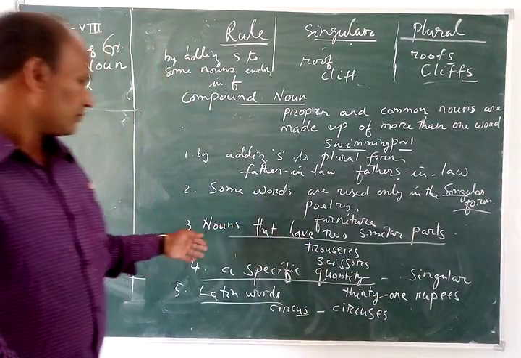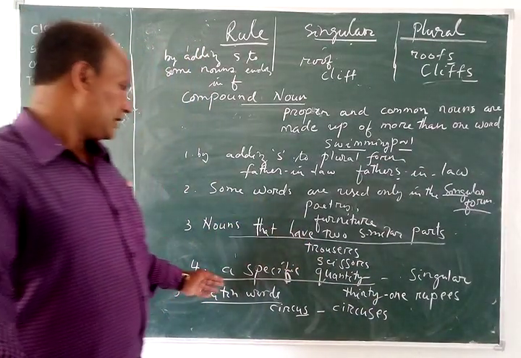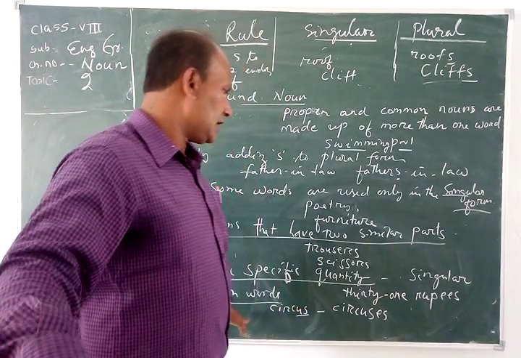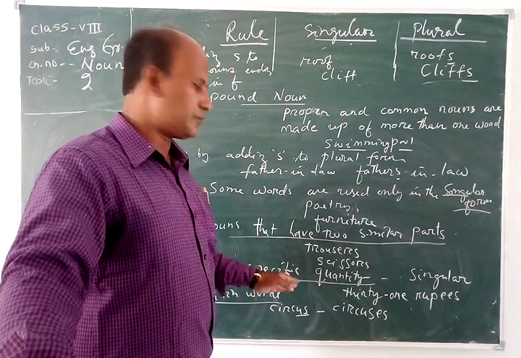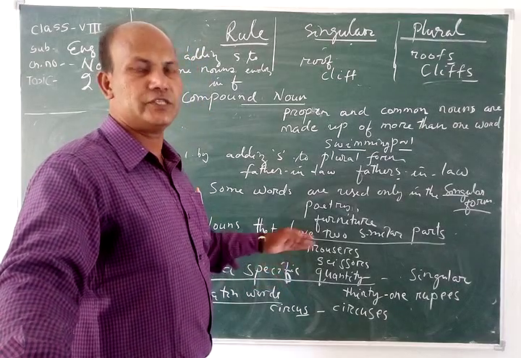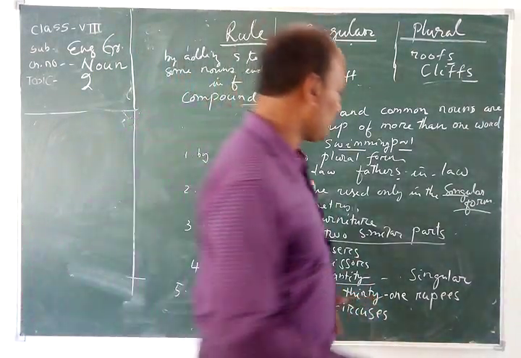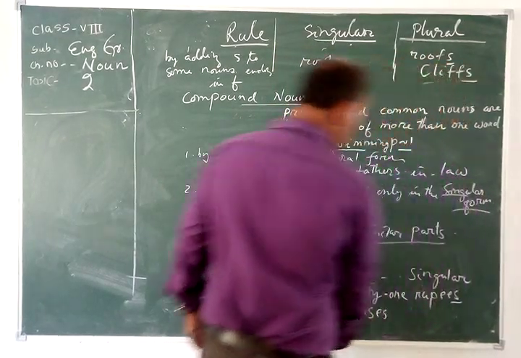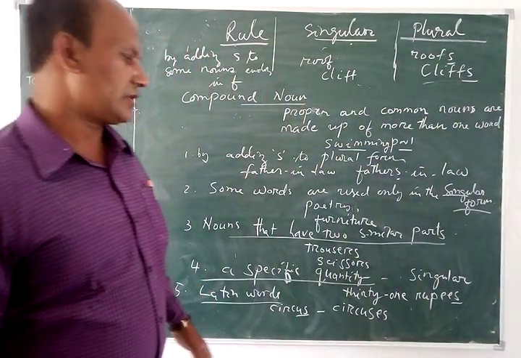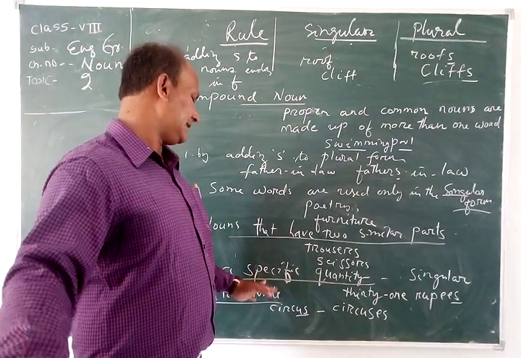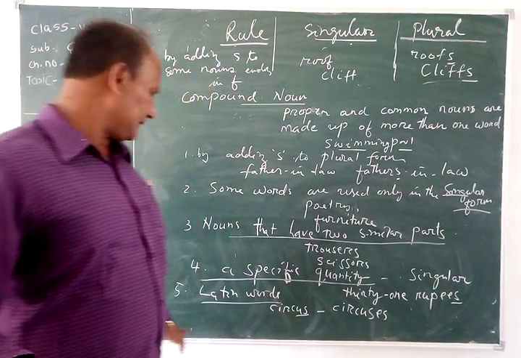It's clear. Next point, a specific quantity. Though it is plural, you have to use it in singular. It's like 31 rupees. Rupees is plural, but it is a specific quantity. That's why 31 rupees, we have to consider it as a specific quantity.